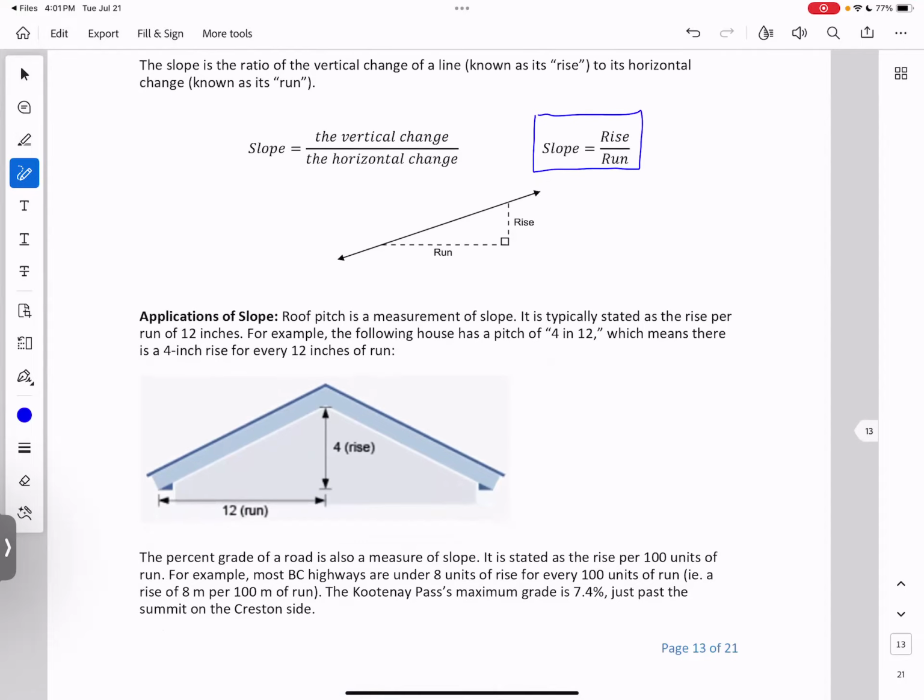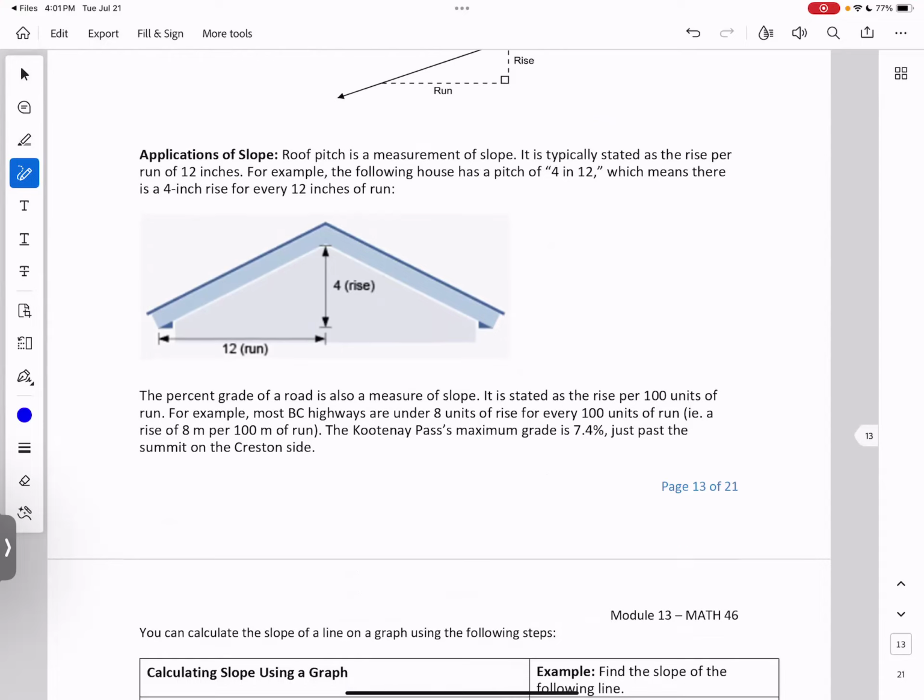A couple applications of slope. Roof pitch is one. And so typically people measure roof pitch by a number in 12, which means the rise per 12 inches of run or horizontal distance. So if a roof has a pitch of 4 in 12, there's a 4-inch rise for every 12 inches of run. Percent grade on a road is another example.